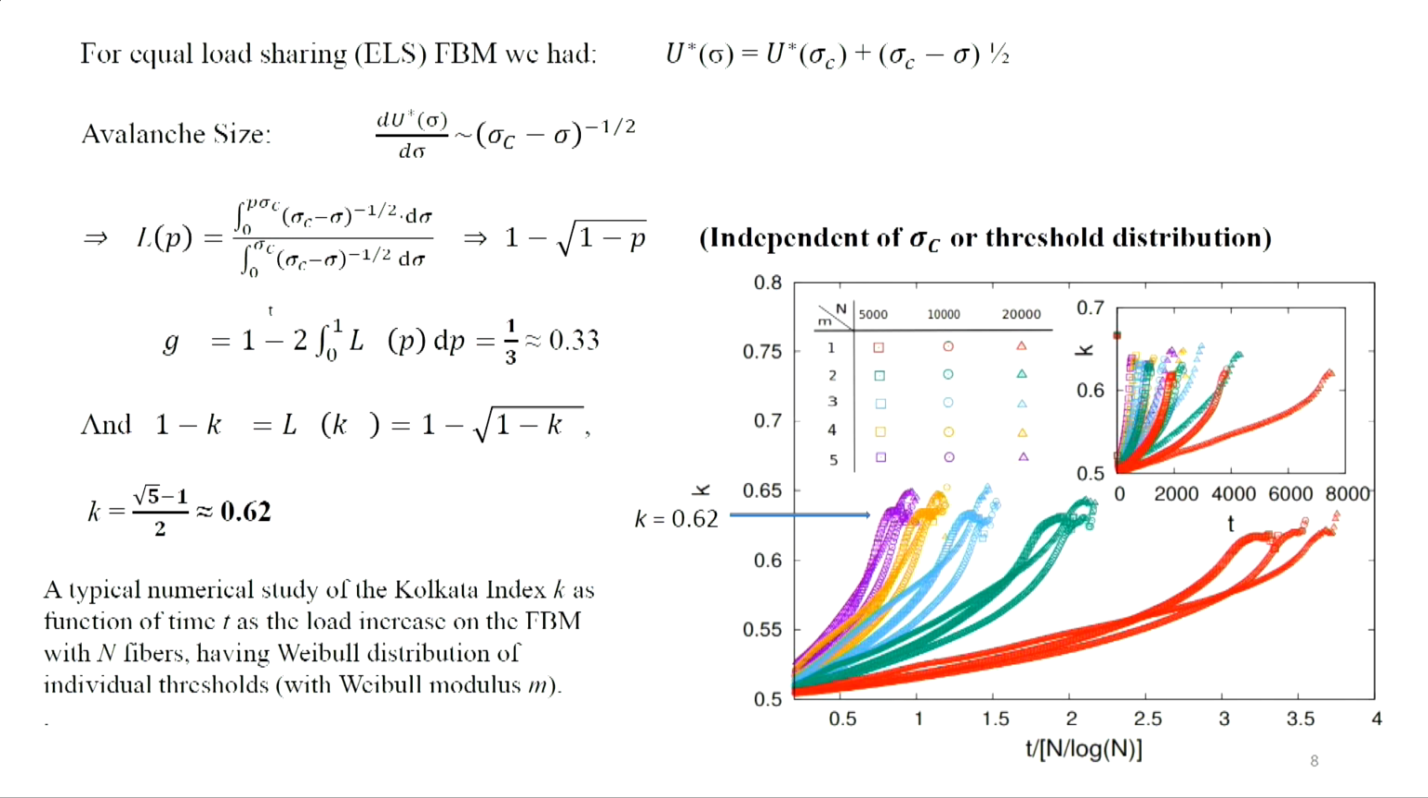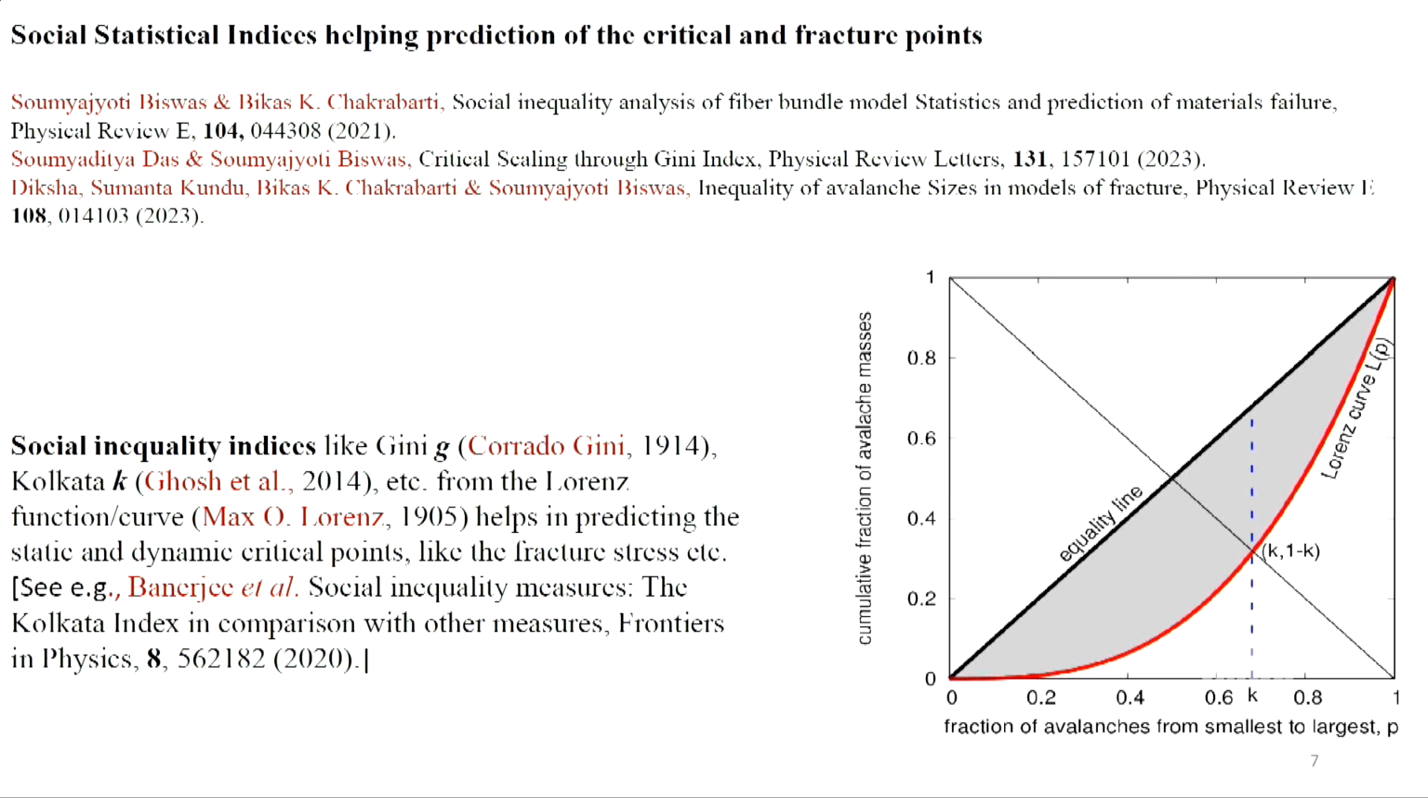So if you go back to the Lorenz curve, for avalanches you do the same thing from biggest to smallest. And as the load is increasing, the various avalanches are coming, you draw a Lorenz curve at every time. And if the Kolkata index, which is this coordinate, is below 0.6 or so, you are still safe. But if it crosses that, stop it, because very soon the system will fail. So this is it, and there are many other very good papers. Yeah, thank you. I have finished.